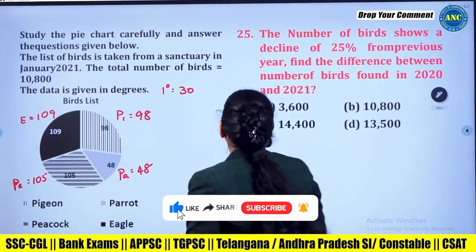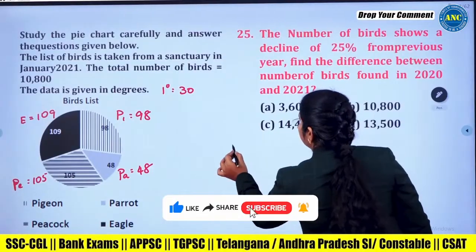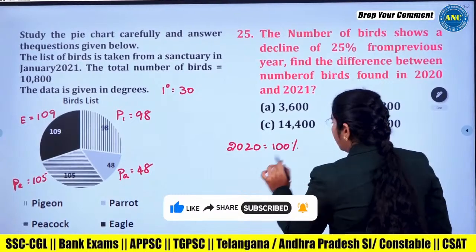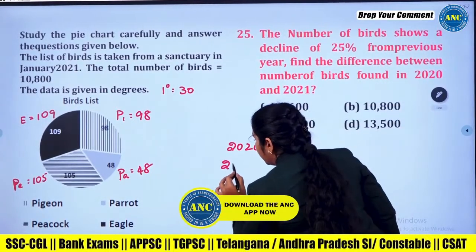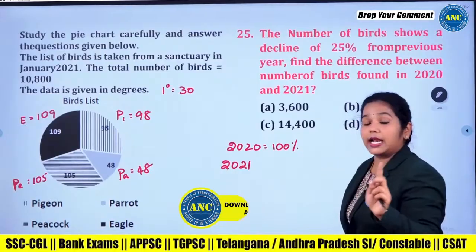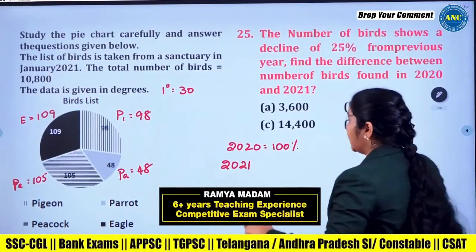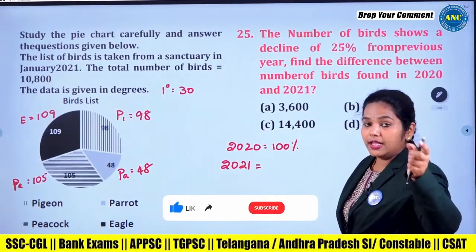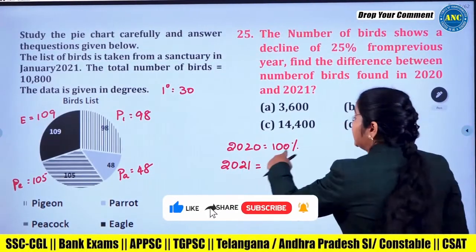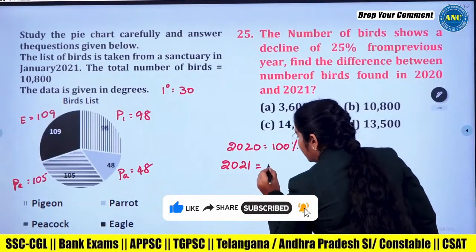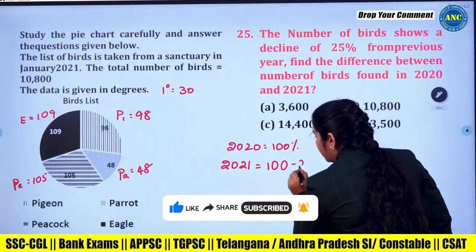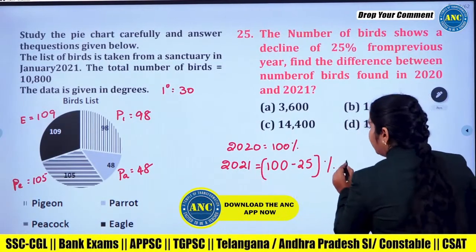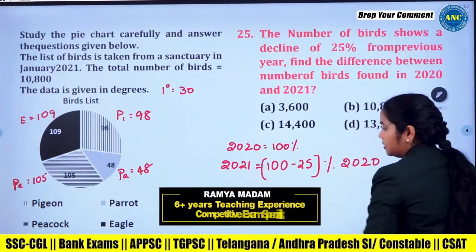Fine. And what are they saying? Let us say in 2020, parrots are 100%. What they are saying is in 2021, there is a decline of 25%. If there is an increase of 40%, what we did? We added 40 to 100. When there is a decline of 25%, we will subtract that from 100, no? 100 minus 25% of 2020 value of 2020 parrots, right?